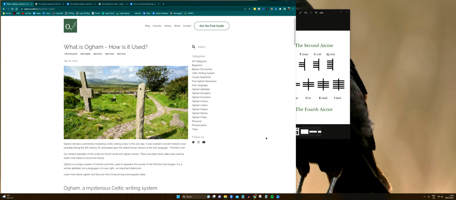Ogham is a unique system of notches and lines used to represent the sounds of the primitive Irish tongue. It is a written alphabet, not a language in its own right, which is an important distinction. So we're going to learn more about Ogham and discover why it's becoming more popular today.